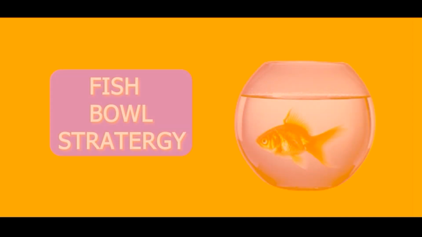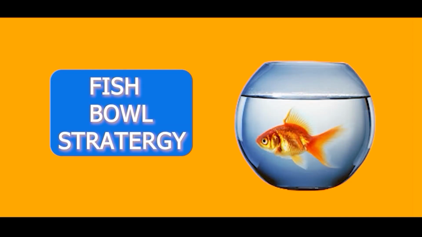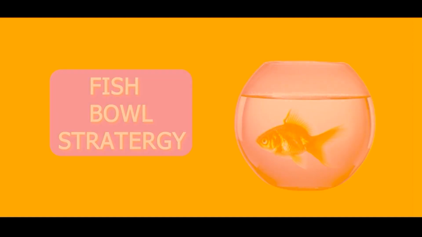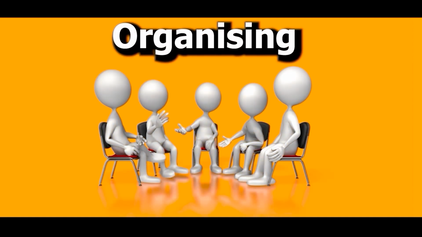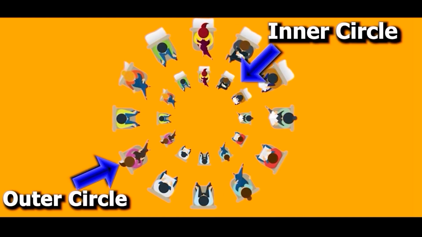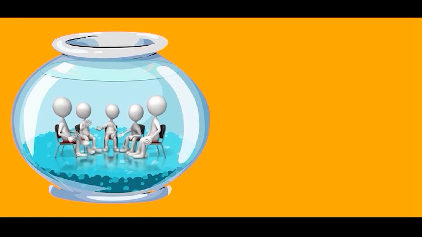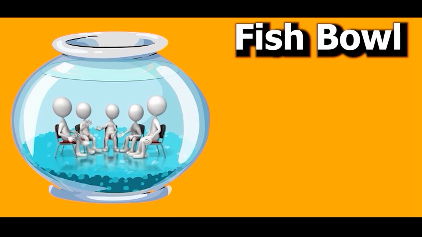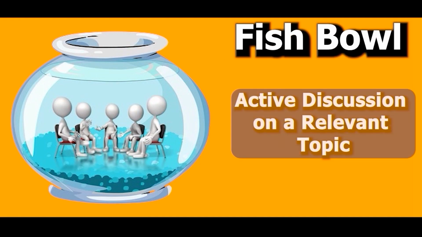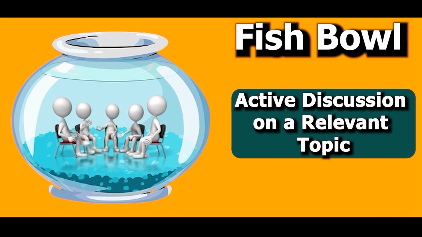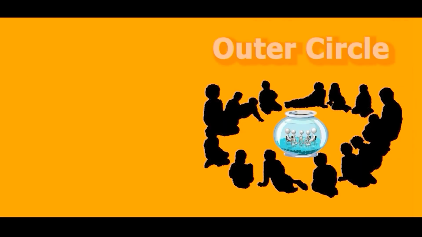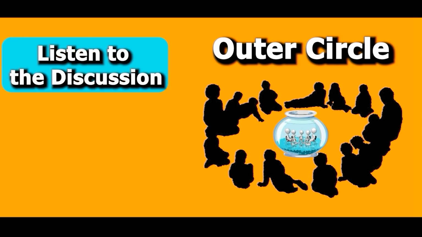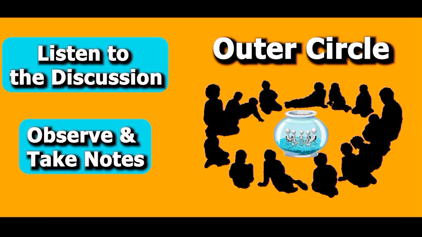Let us explore the fishbowl strategy. Fishbowl is a strategy for organizing large group discussions. Students are separated into an inner circle and an outer circle. In the inner circle of 6 to 12 students, called the fishbowl, students have an active discussion on a relevant topic. The students in the outer circle listen to the discussion, observe, and take notes.